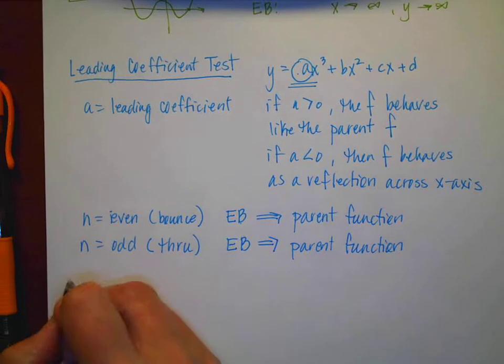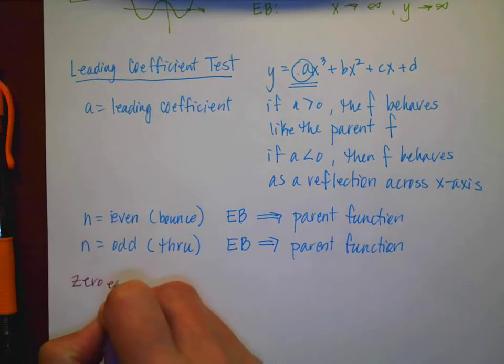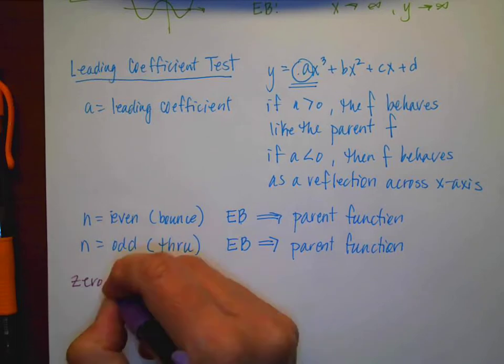So the only thing that changes the direction of the graph is if a, the leading coefficient, is negative. All right, the next topic that we want to talk about are zeros.